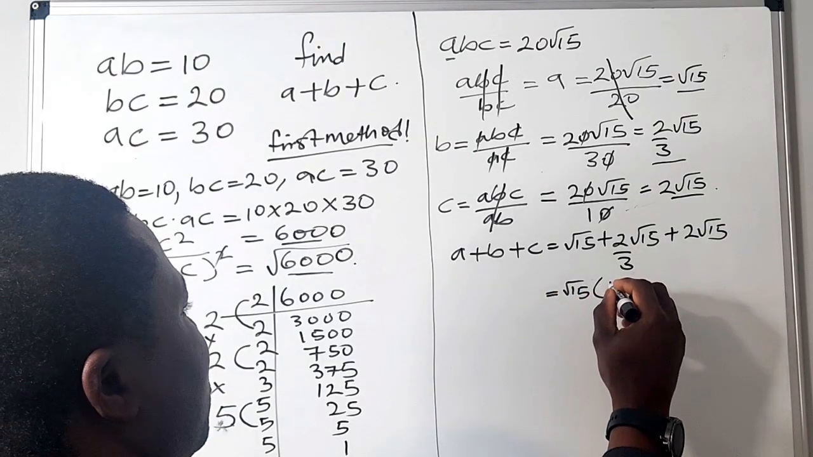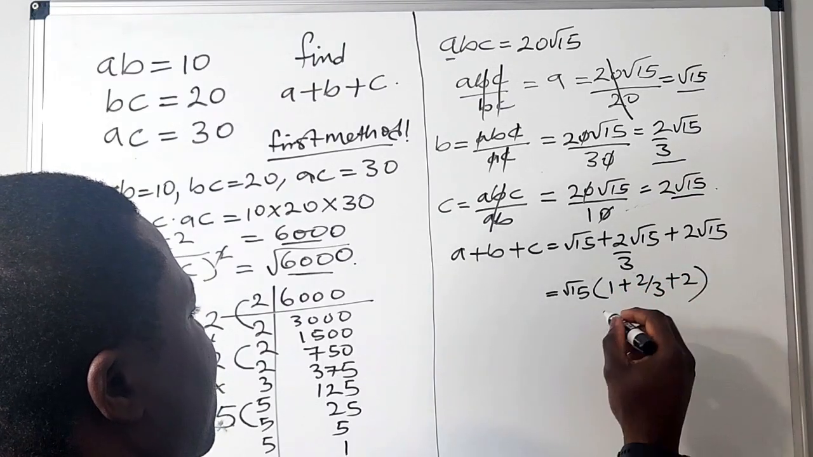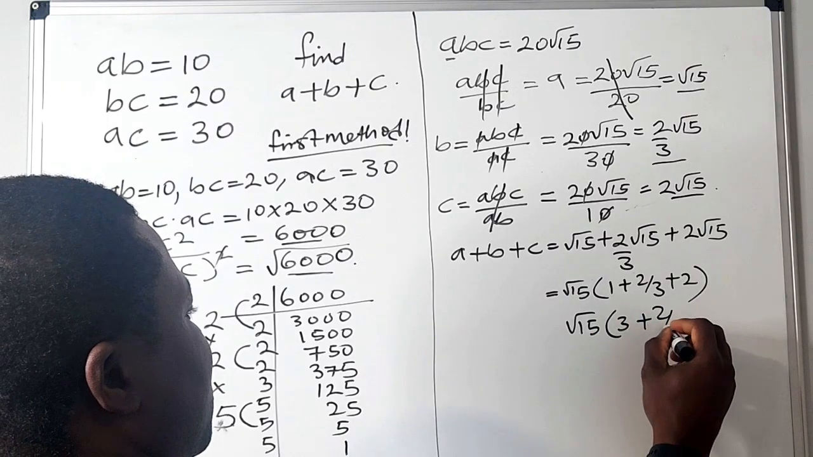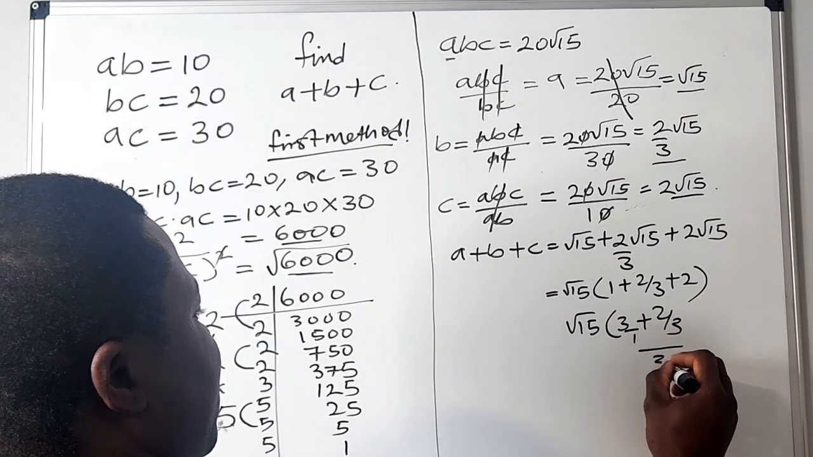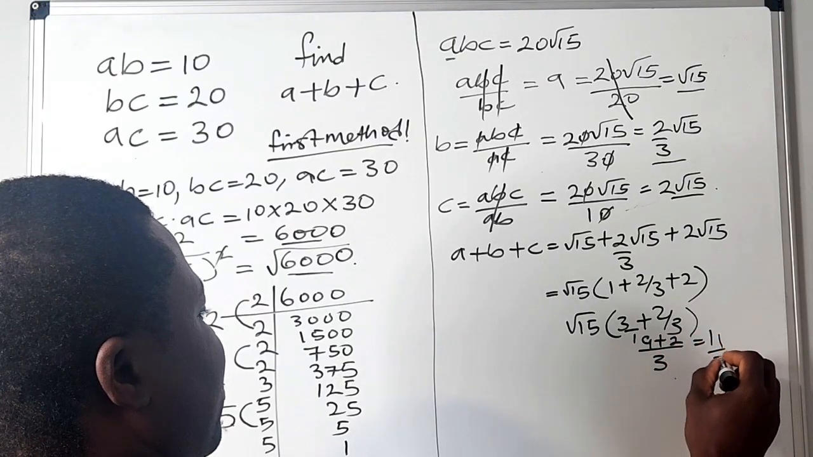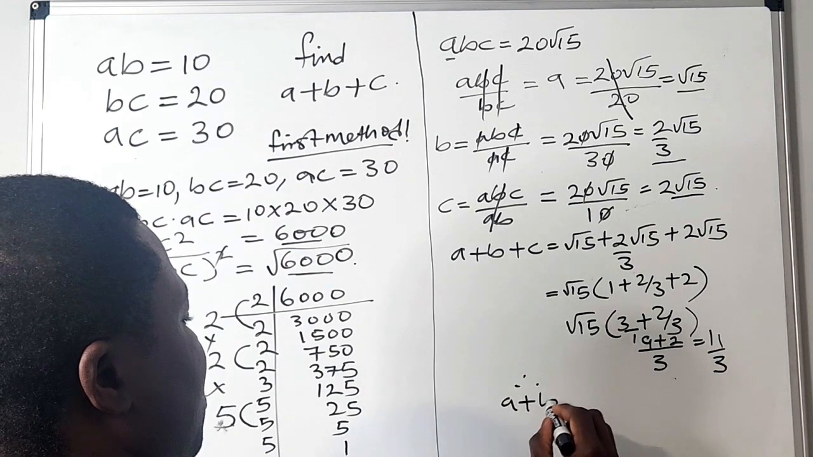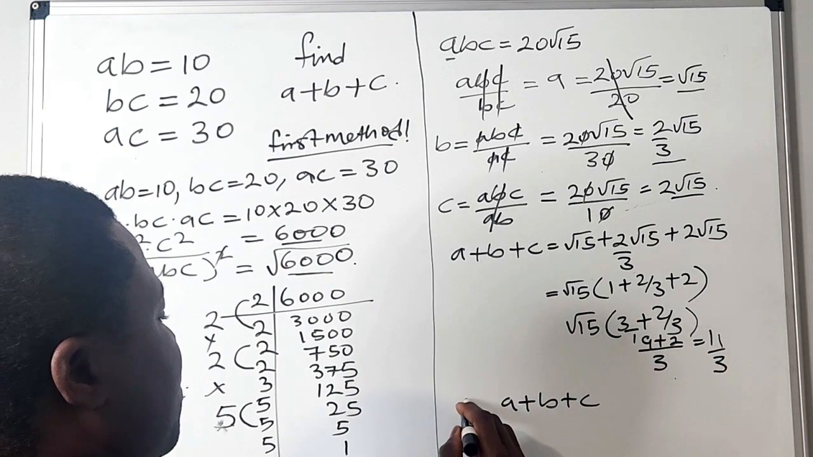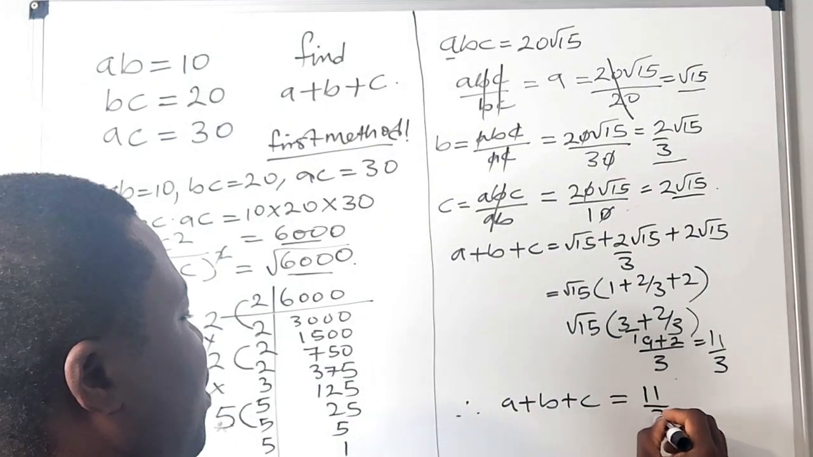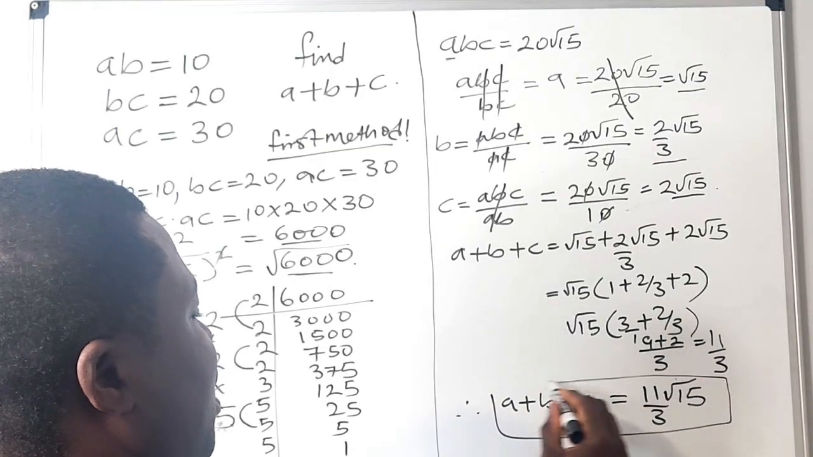So that'll be 1 plus 2/3 plus 2. So this is already 3, 3 plus 2/3. So we take the LCM. This is 9 plus 2, 11/3. So therefore, our A plus B plus C is equal to 11/3 root 15. And that's our answer.